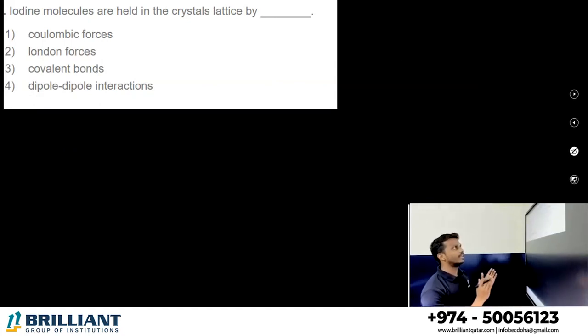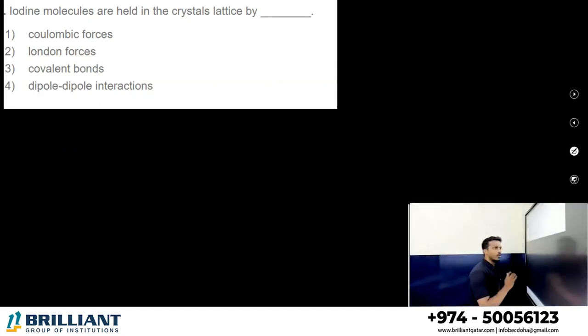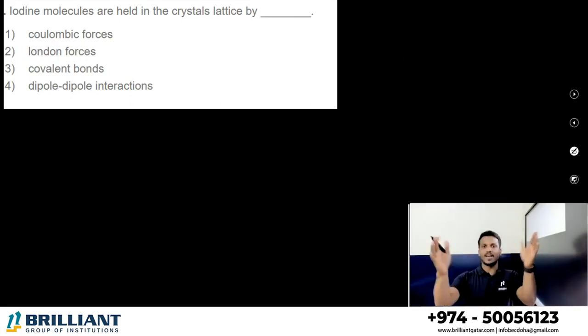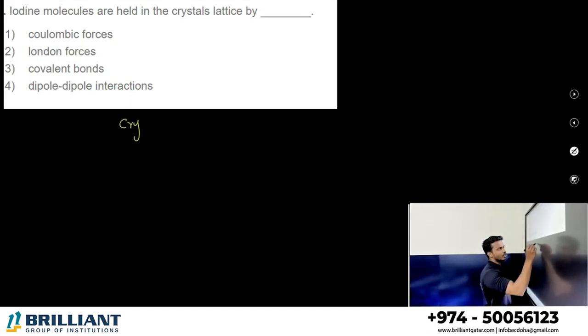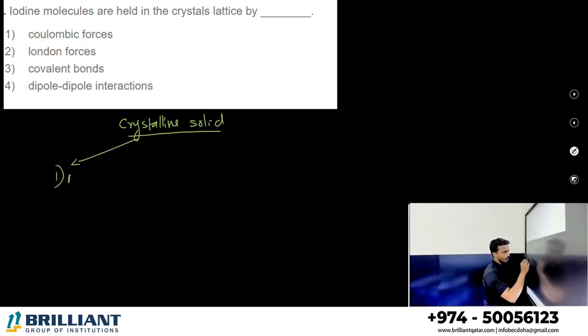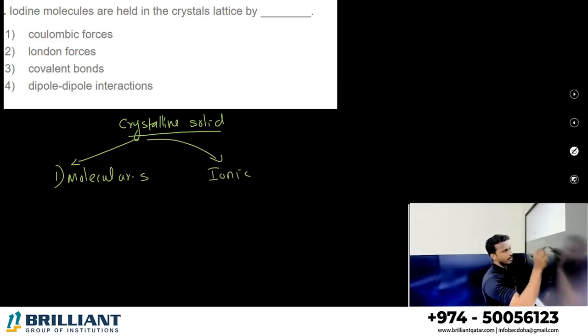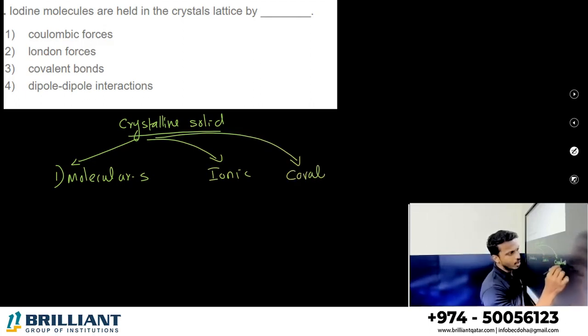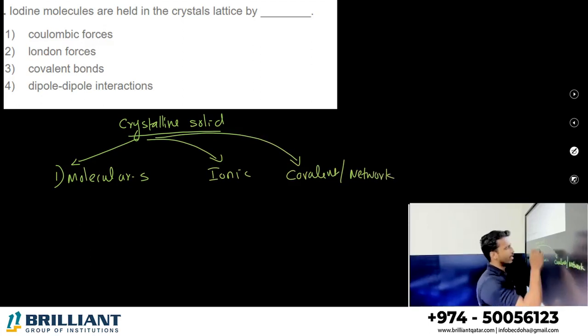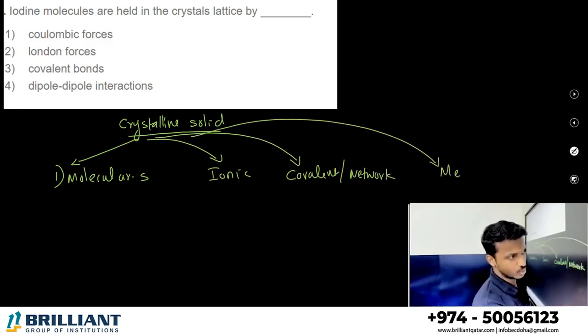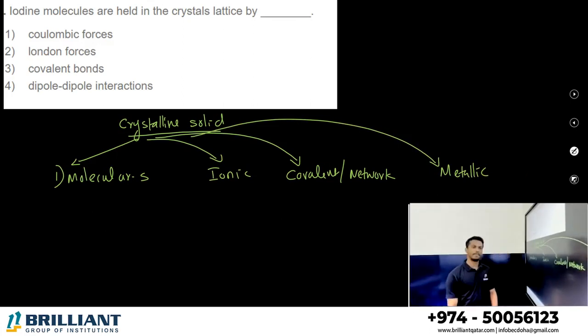Iodine molecules are held in the crystal lattice by what? Let me tell you a small theory. You studied that solids are classified into two, crystalline and amorphous. The crystalline solid is again classified into four types. One is the molecular solid, second is the ionic solid, third is the covalent or network solid, and the last one is the metallic solid. Correct? Do you know the meaning of molecular solid? A molecular solid means the constituent particles of the crystal are made up of molecules.